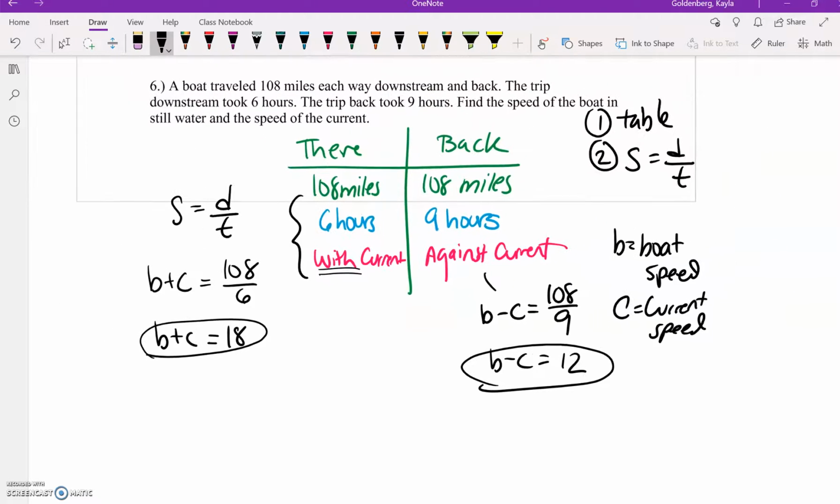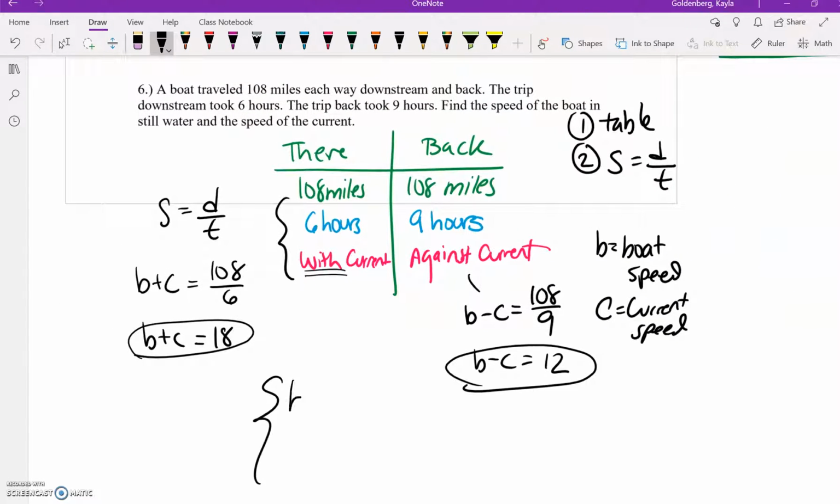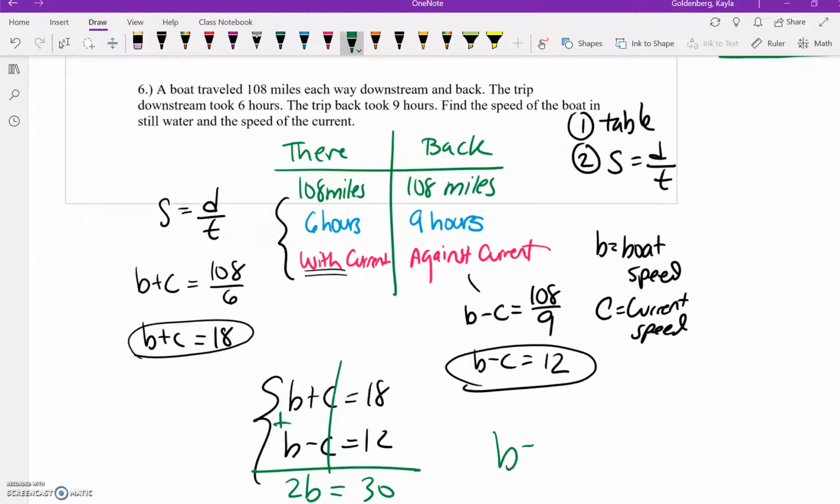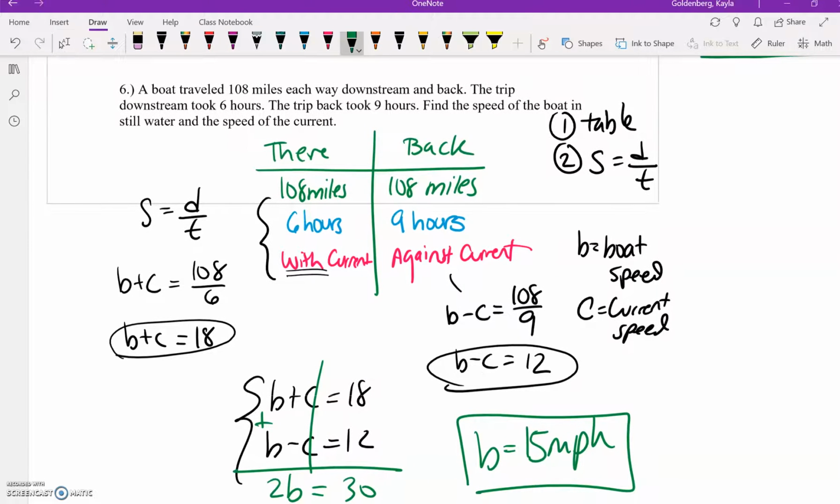So the nice thing about these, just like I said in the last example with you guys, is when you put them together, you can really easily just use elimination and add them. The C's are going to cancel, and 2 times B is equal to, it looks like, 30. So my boat speed is 15 miles per hour. And let's see, if boat plus C equals 18, and I know boat is 15, that means C equals 3 miles per hour.